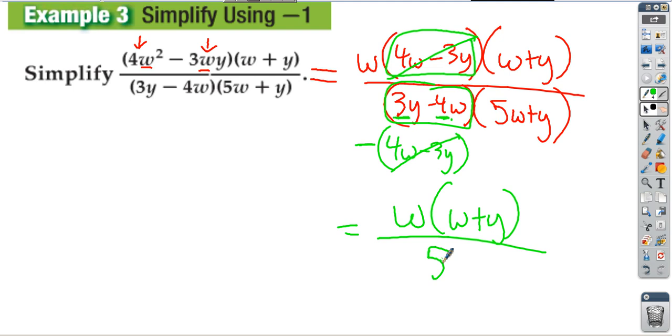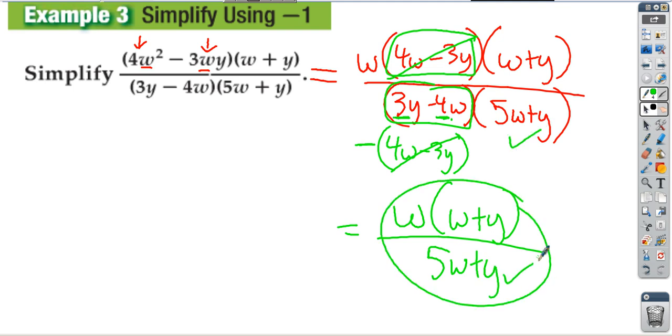So now that simplifies down to this right here. This thing is covered right here. This thing is covered right here. The w is covered right here. And those, remember, canceled. And actually, I forgot one thing. We have a negative right there. So that negative still needs to be in front.